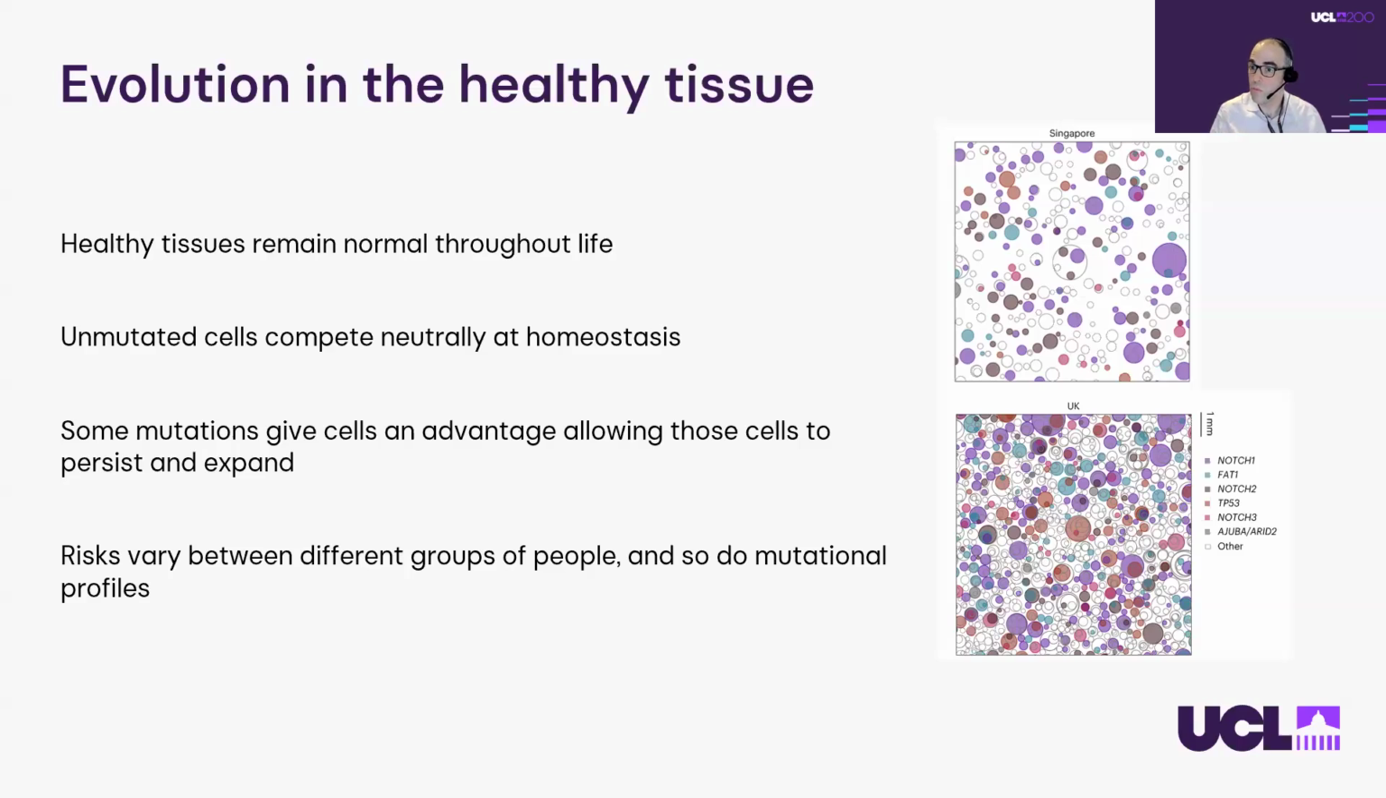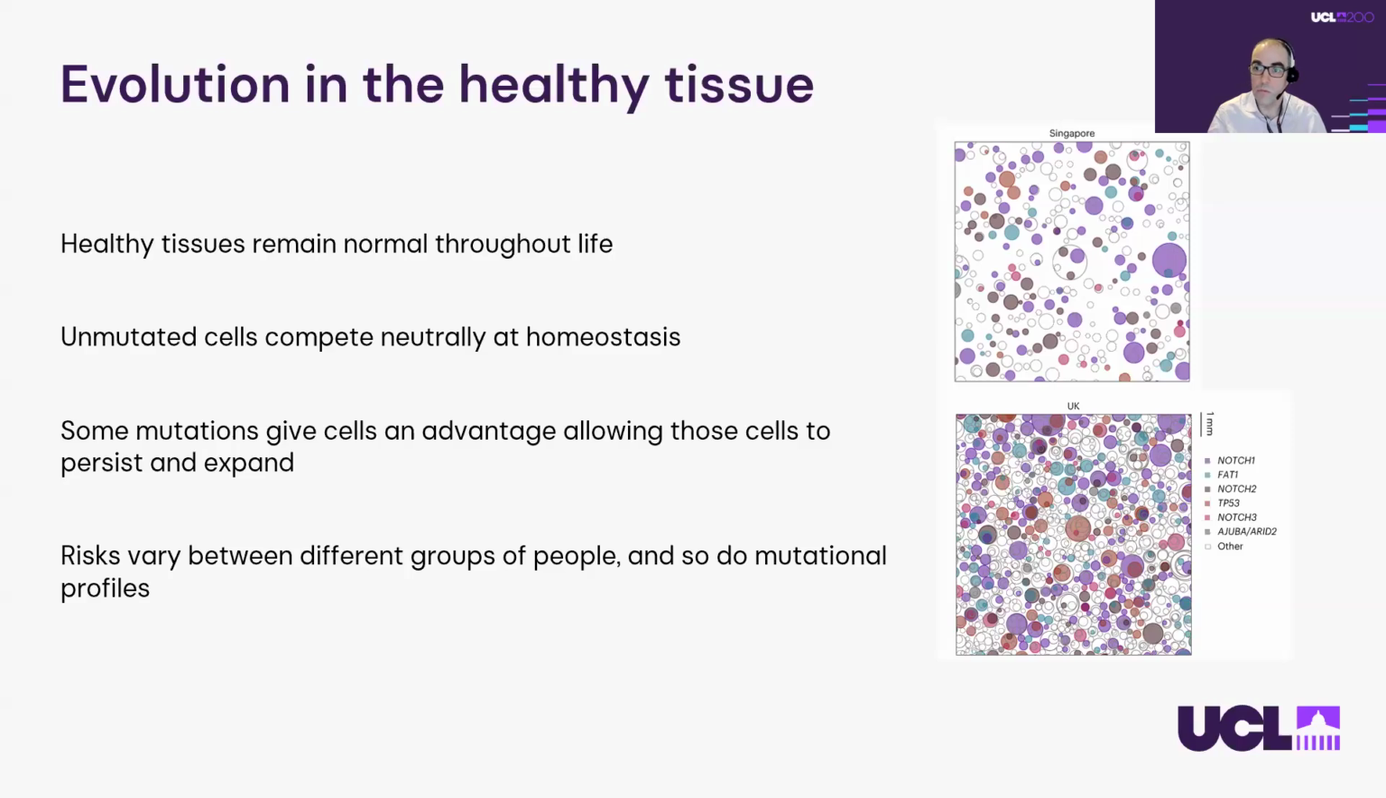Now, when you're young and your cells are unmutated, those cells are competing neutrally at homeostasis. What that means is that the cells can replace one another or be replaced by one another, but no cell has an intrinsic advantage over others. And they're at homeostasis because the tissues themselves are not growing or shrinking. They're maintaining their rough number of cells in the tissue over time.